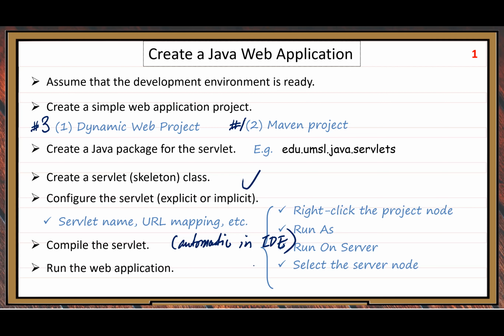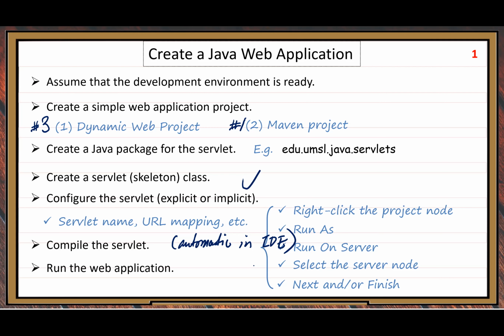I tried it once before, because at that time I wanted to see if the server node is the default, then I would not need to select it. But if I do not select it, it doesn't work. Actually I got a server error, saying there is no server selected. So we need to select the server node.